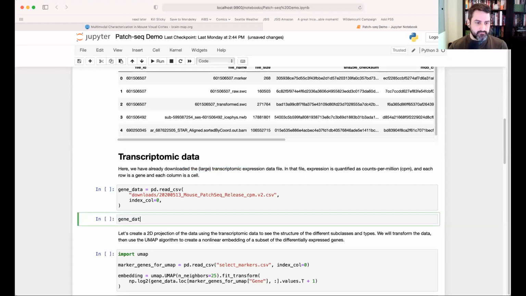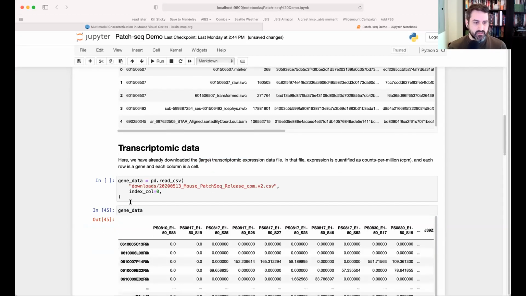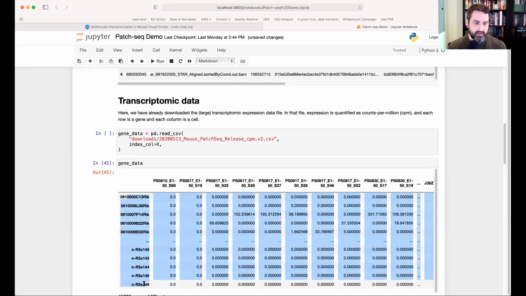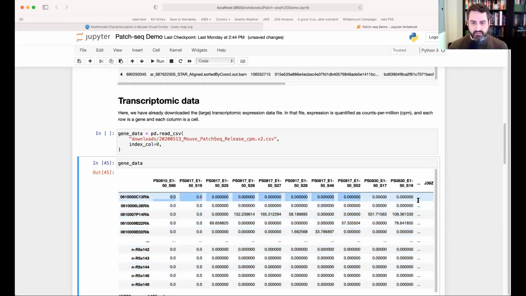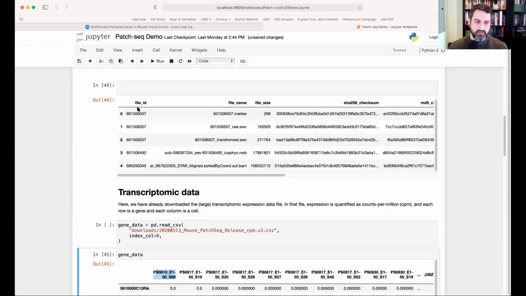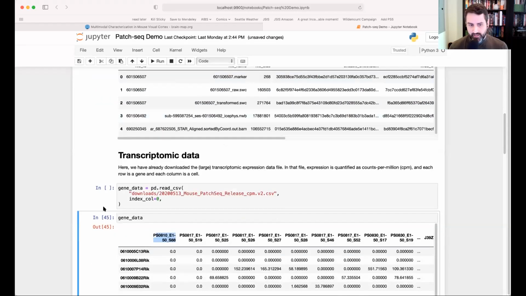Okay, so I've also already loaded the transcriptomic expression, which we can just take a quick look at. Each row in this file is a different gene, and each column is a different cell. It uses a transcriptomic cell identifier. We'll link up to the other identifiers using that metadata file.